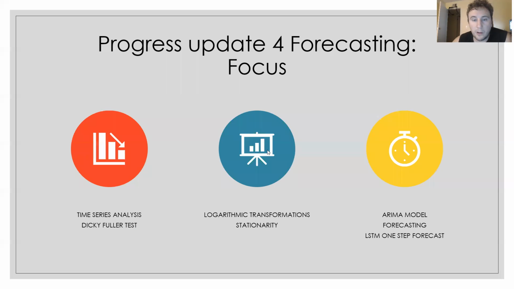Okay, so again, this week I focused on the time series analysis. I used the Dickey-Fuller test to check for stationary data. I use logarithmic transformations if it's not stationary so that we can make the data stationary. I discuss a little bit of stationarity. I use an ARIMA model, forecasting with that ARIMA model, and then I do a one-step forecast with the LSTM models from last week. So let's go ahead and take a look.